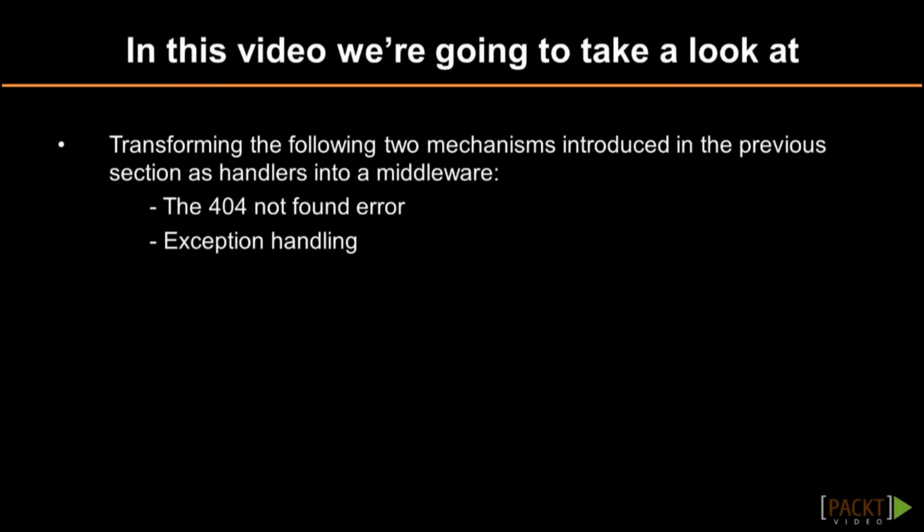In this video, we will transform two mechanisms introduced in the previous section, the 404 not found handler and exception handling, into middleware. In the previous video, we have introduced a sample middleware function, which added some basic logging mechanism to the request handling pipeline. But we also have two mechanisms from one of the previous sections, which will be of benefit because they are more portable and reusable, being rewritten as middleware. That is, 404 not found error support and exception handling.